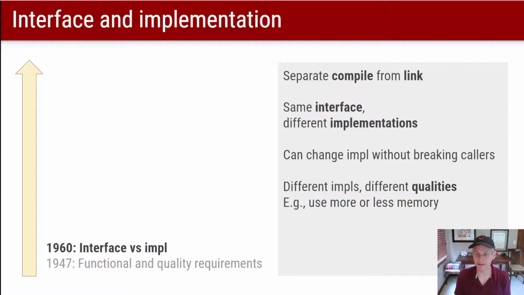certainly by the 1960s, with Algol, we had an opportunity to separately compile something versus link it, which gave you the opportunity to say, I want to use a sorting routine, but then make the decision later on about, do you want the one that uses a lot of memory or the one that runs slower? Okay, so you could separate those two.